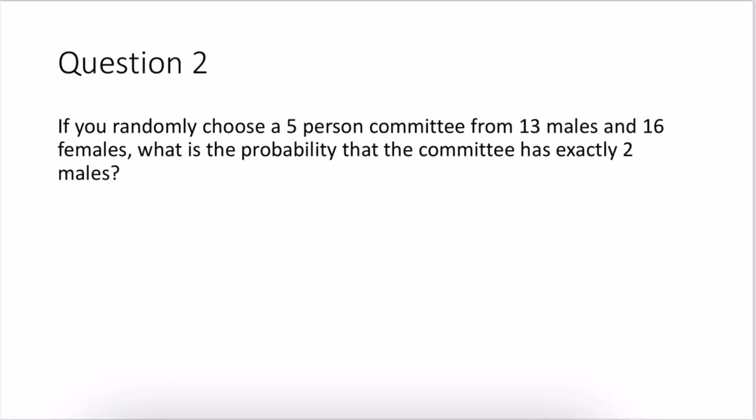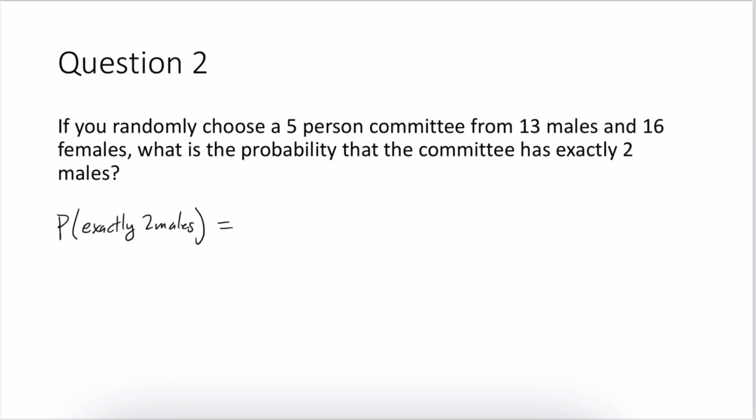On question 2, it says, if you randomly choose a 5-person committee from 13 males and 16 females, what is the probability that the committee has exactly 2 males? So the way that you would calculate this one, our desired outcome is that you have exactly 2 males.